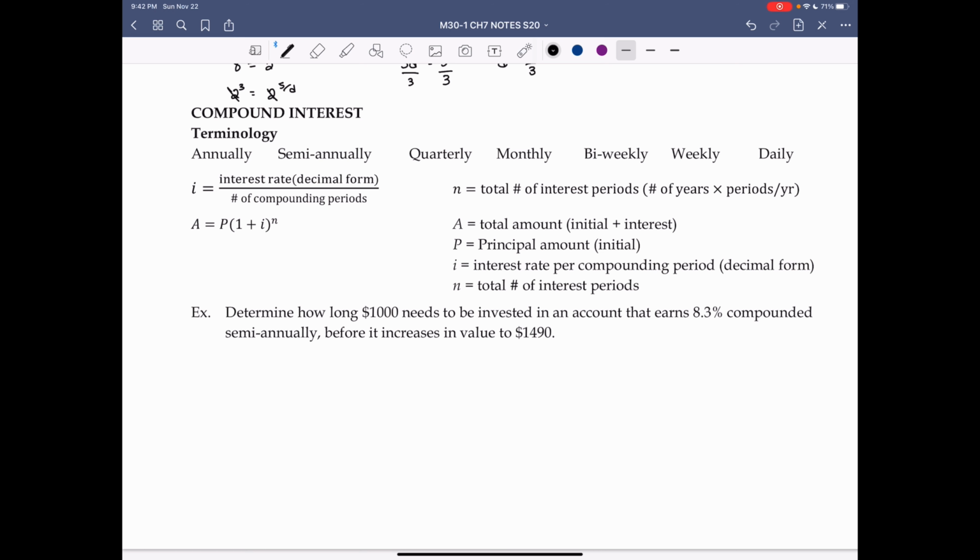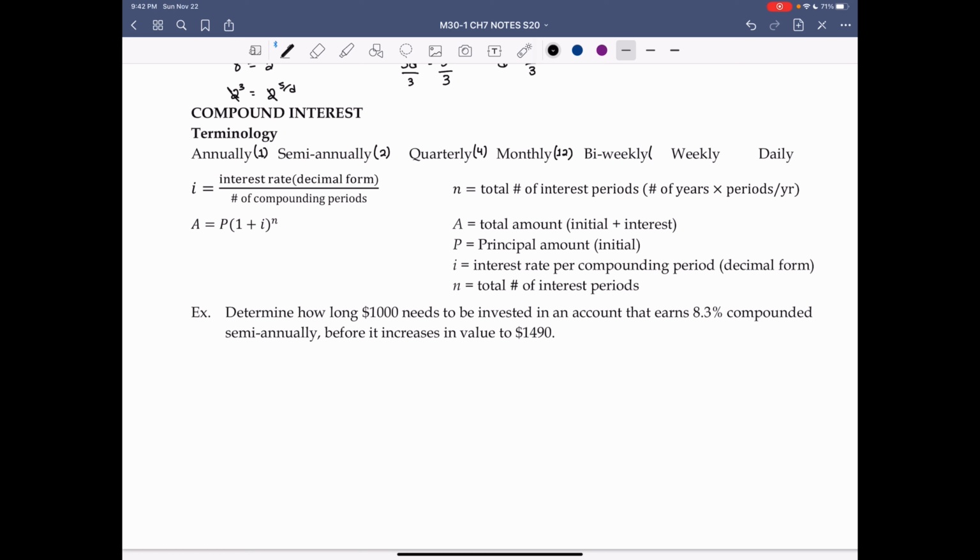So some terminology. Interest is compounded at different times. We have annually, which is 1 time a year. Semi-annually means 2 times a year. Quarterly, there's 4 quarters in a whole, so that means 4 times a year. Monthly, there's 12 months in a year, so that means 12 times a year.